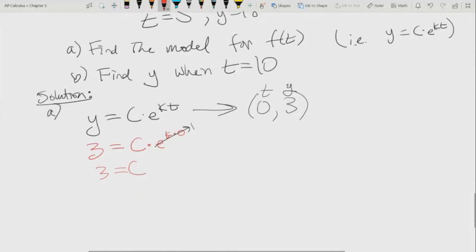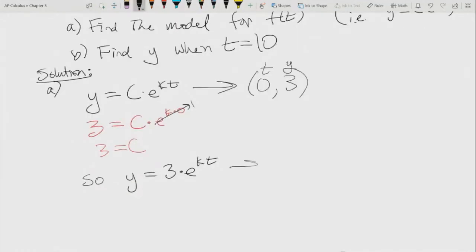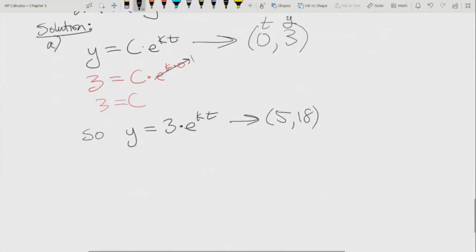Now we can conclude that y equals 3 times e to the kt. So I've taken care of c. Now all I've got to figure out is what my k is. y and t are our variables, so we don't need to replace those. I just need to get my k. But I have another point that I haven't used yet, 5 comma 18. So let's plug in 5 comma 18 and do the same thing. So 18, let's use red again.